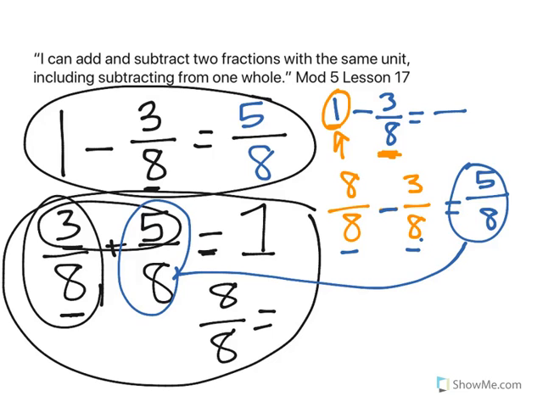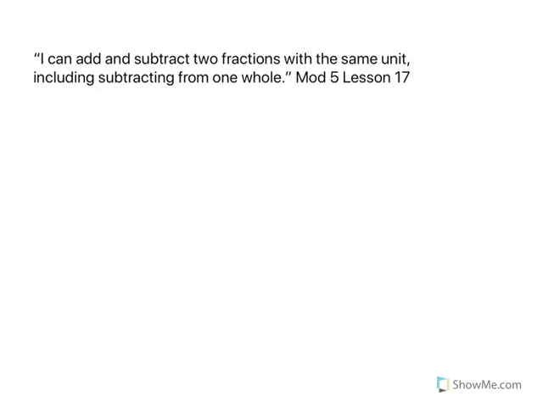Okay, so that's one way we can solve subtracting from a whole, is by using addition, or we can still use subtraction, but we have to convert our whole into the same unit as our other fraction. Alright, we're going to move on.